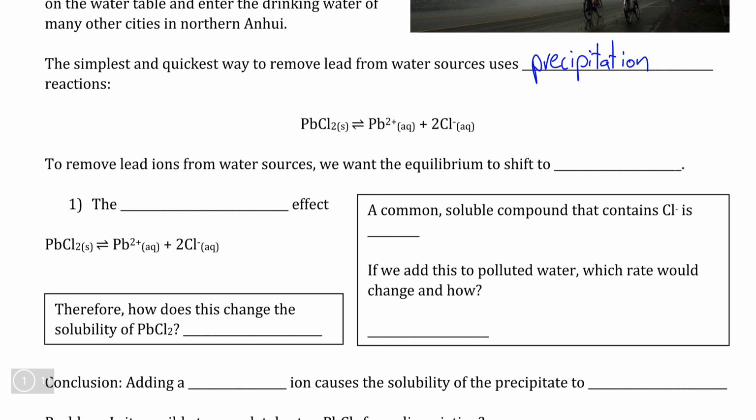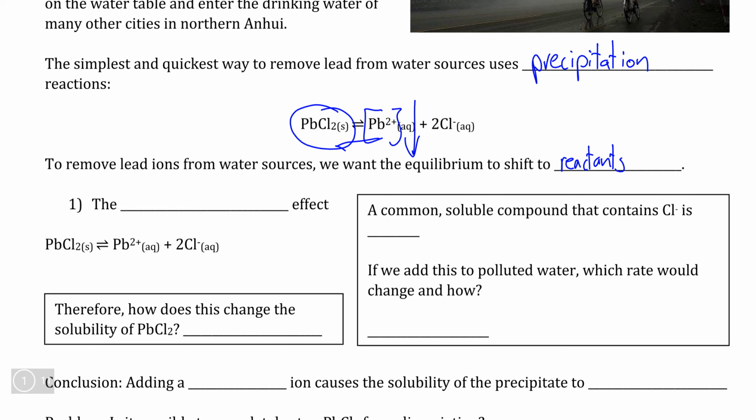So if we want to do this, we know that with poorly soluble compounds like lead chloride, we need to take advantage of the fact that this is an equilibrium and therefore shift the equilibrium this way to the reactants in this case, where the precipitate is, therefore causing the concentration of lead in the water to decrease and getting it in the form of a precipitate, which makes it a lot easier to remove.